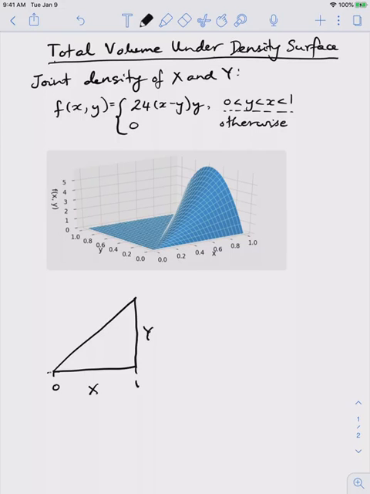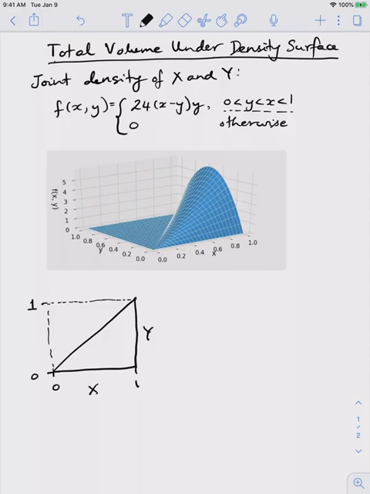And what are the values of y? Also between 0 and 1. Let's get a few dotted lines going. All of the probability is in that solid triangle. Everywhere else, it is 0.